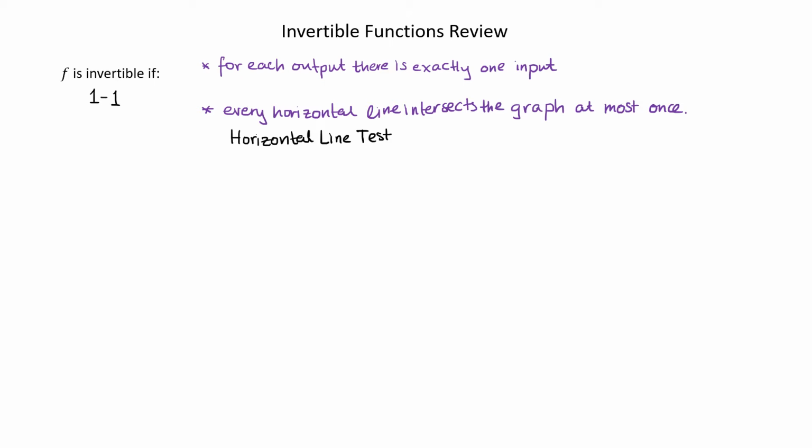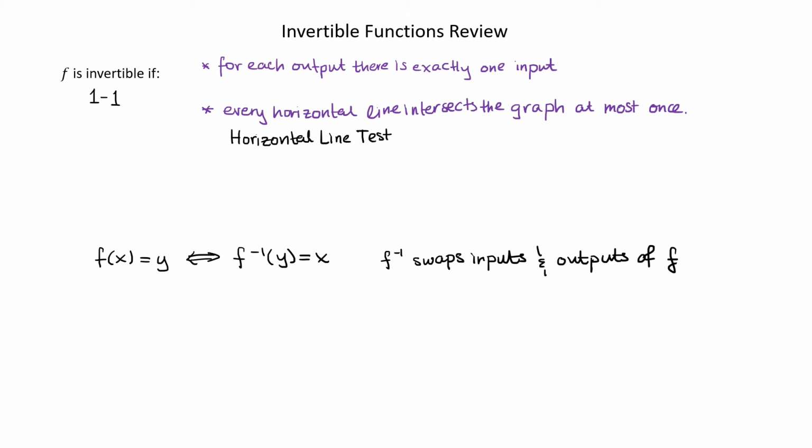Okay, so we know if f is invertible, then f of x equals y exactly when f inverse of y equals x. So the inverse function swaps inputs and outputs. We can find information like the domain and range of f inverse by doing this swap.